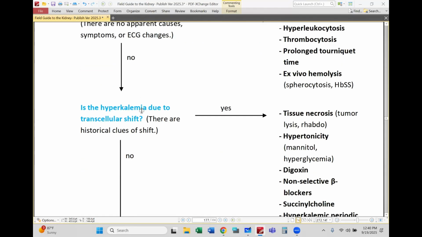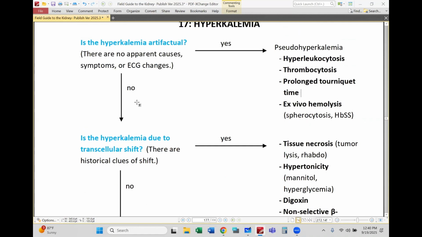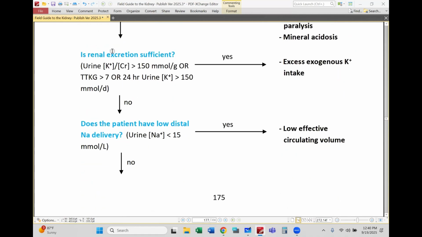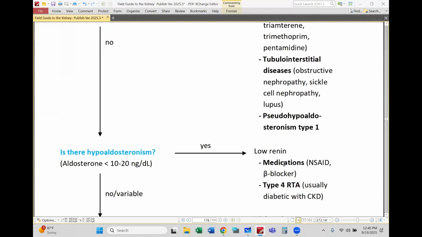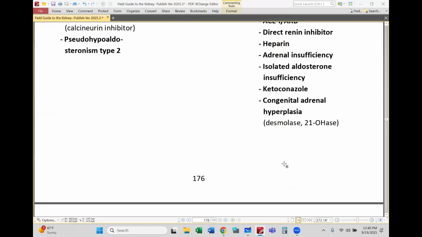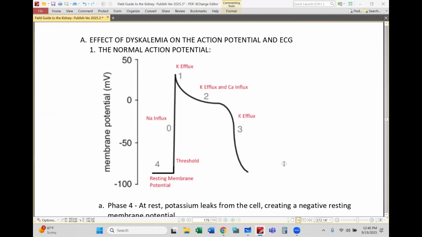Is it real or not? And then if it is real, is it total body K excess or is it a transcellular shift? And if it's total body K excess, is the kidney responsible or not? And if the kidney is responsible, is there some problem with aldosterone? So that's really the skeleton approach to hyperkalemia. All right, and then we'll go through various tributaries on this path as we parse the chapter.